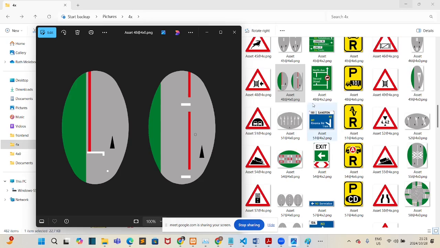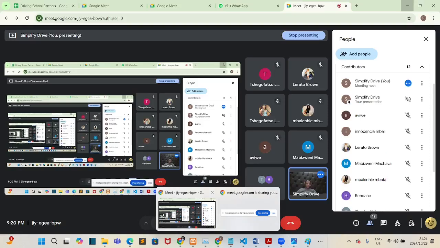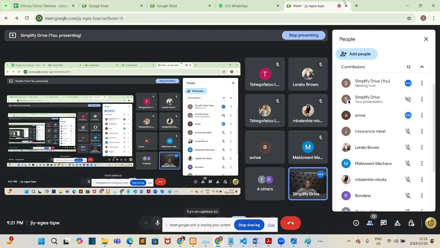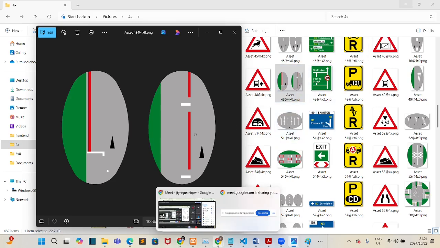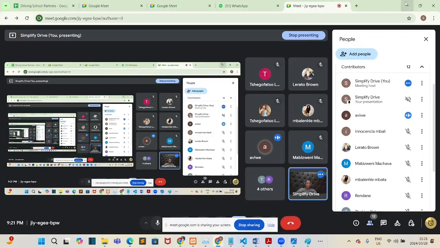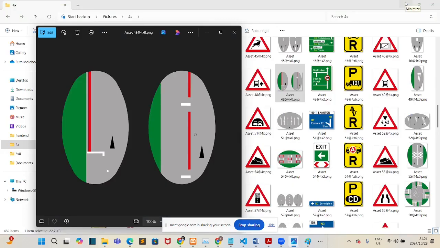Yeah, what's the second one? What is the difference between the no stopping line, the one that's on the left, versus the no stopping line, the one on the right? I forgot the difference. Okay. Brown, what's the difference?